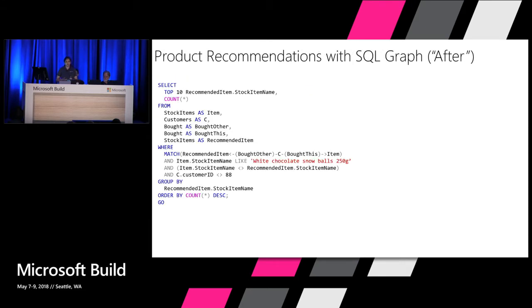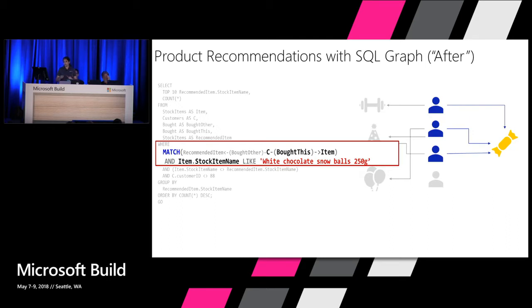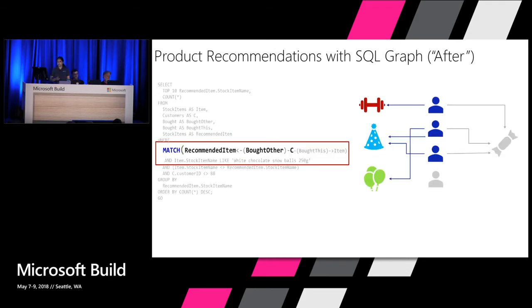And the query will look something like this. This is our recommendation query. And now let's try to understand what the match clause is doing there. So what we do is we try to identify all the customers who have bought this item. This item being white chocolate snowballs, right? So we get a list of all the people who have bought white chocolate snowballs. Then from there, once we have a list of all the customers, we try to find other items that these customers have bought. Could be something else, right?